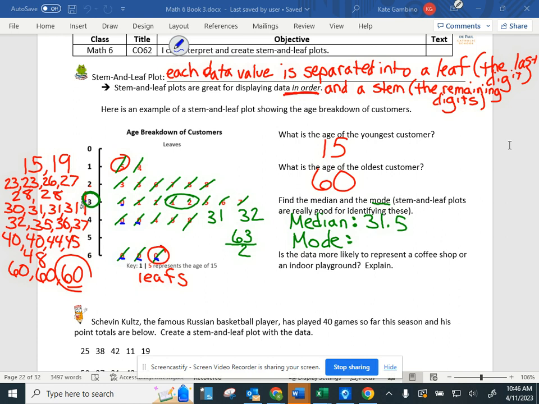Jillian. 31 and 60. 31 is in there 3 times and 60 is in there 3 times. So we have 2 modes. We had 3 60s and we had 3 31s. So we don't want to just look at our leaves and say, oh, look at all of these zeros, I see the 0 the most, that's my mode. There was no customer at the age of 0. So we know that can't be our mode because no customers were the age of 0. We had a lot that were age 31 and a lot that were age 60. So always remember to put that stem in front.